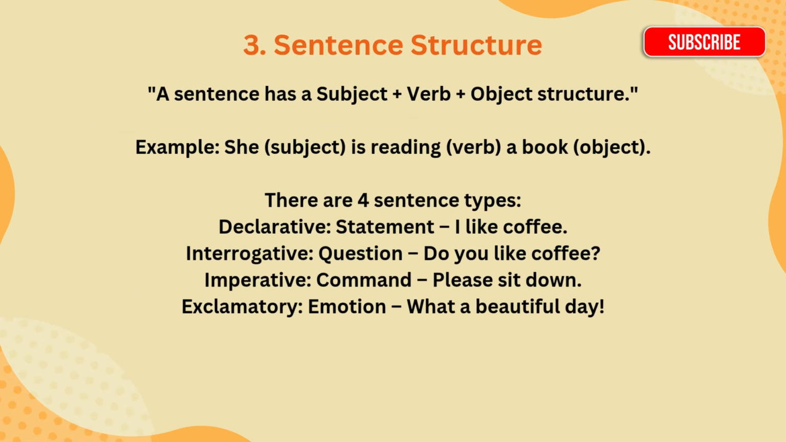3. Sentence structure. A sentence has a subject plus verb plus object structure. Example: she (subject) is reading (verb) a book (object). There are 4 sentence types.